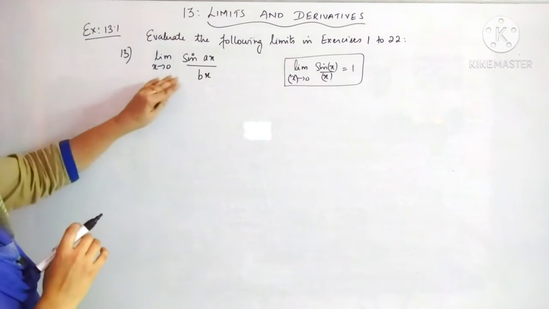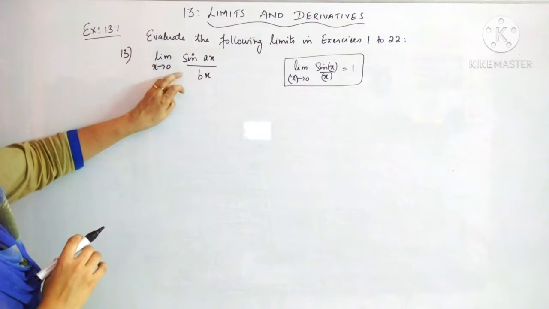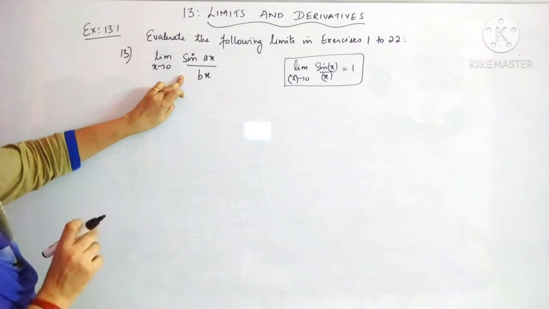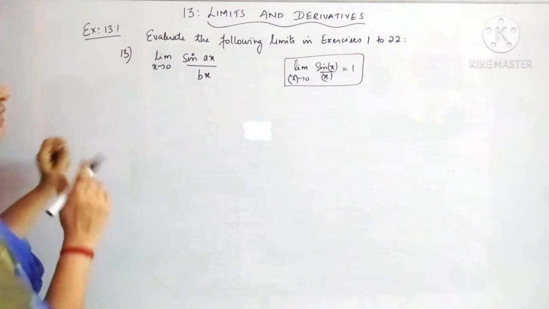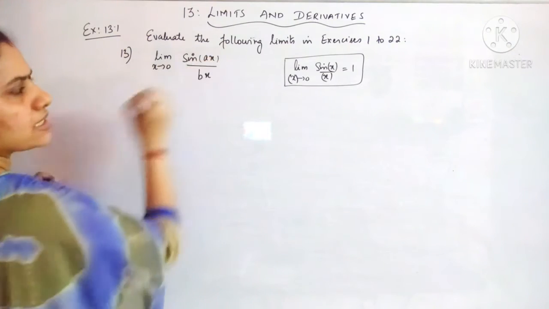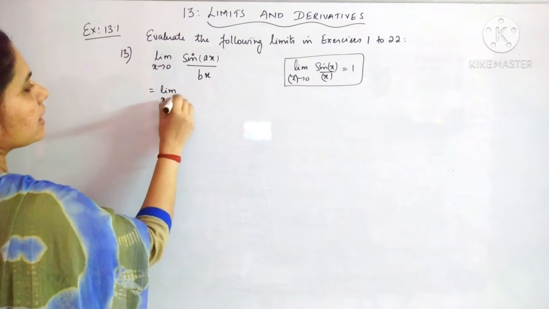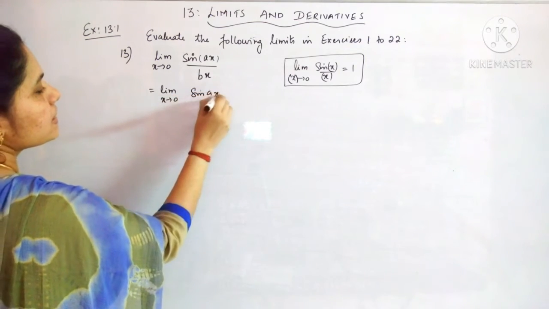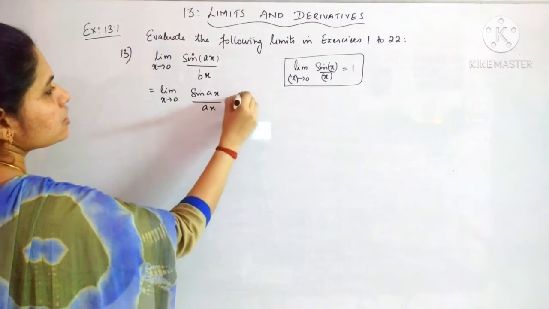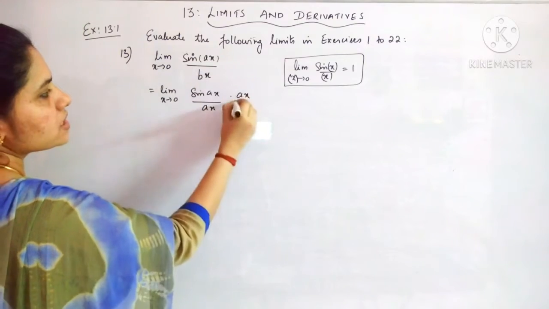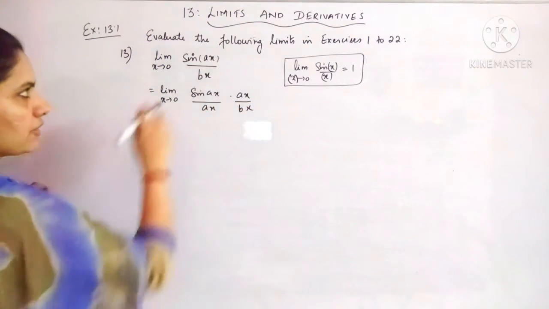For that, what we are doing for this question, we are just dividing and multiplying with the same term, that is ax. Why ax? Because the angle of sine is ax. So we are just multiplying and dividing with ax. This becomes sin ax by ax into ax, and you have another term which is bx already in the question given.